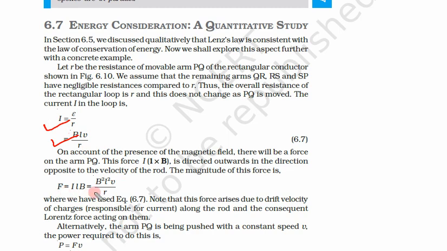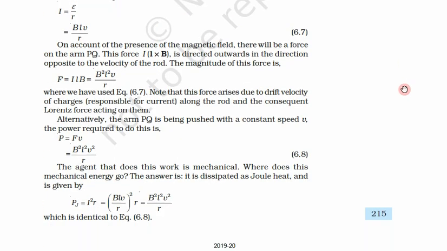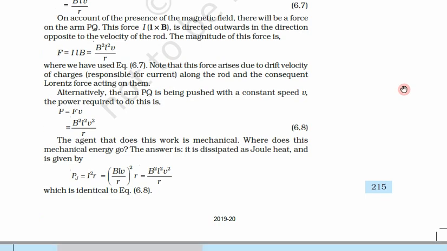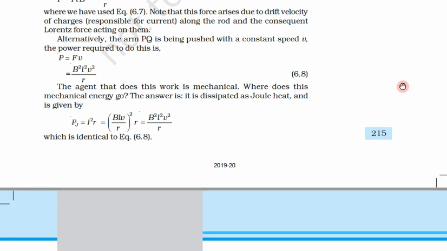Now the force will try to stop this PQ arm from moving. That force is BIL, and when we put the value of I from here, we get B square L square V upon R. Now what is the power? The PQ arm will itself not want to move, but we are pushing it inside, trying to reduce this area. So the power needed is FV, and when we calculate this power, it is B square L square V square upon R. So this is mechanical power.